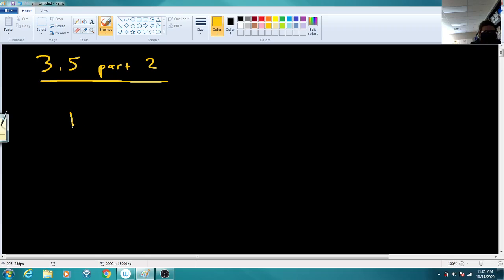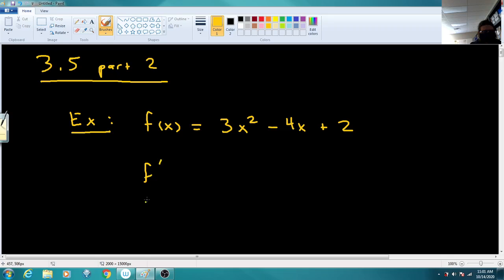So the first example we started out with was kind of a little reminder example. We're going to say f of x equals 3x squared minus 4x plus 2. And we want to find what is f prime and f double prime. So to find f prime, we take the derivative.